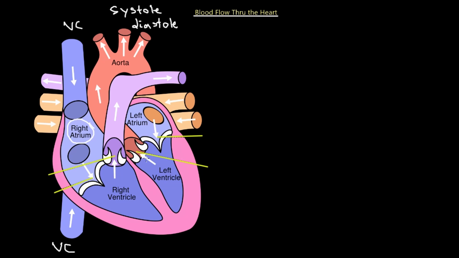So what we've got here is blood going from the atria to the ventricles, and it goes through these valves. These white valves are called atrioventricular valves, or you could call them AV valves. So this is an AV valve, and this one is an AV valve, atrioventricular.